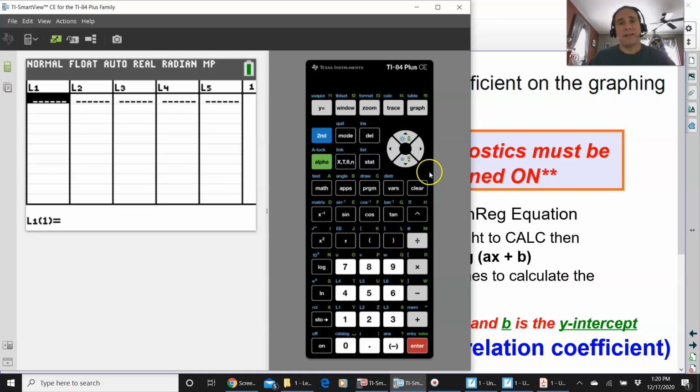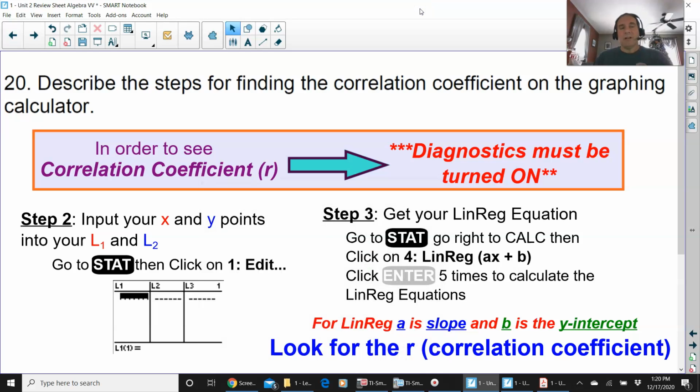All right, so just make sure that you know the calculator and it's easy for you to use, describing the steps. This is a very important question. You need to know how to do this.